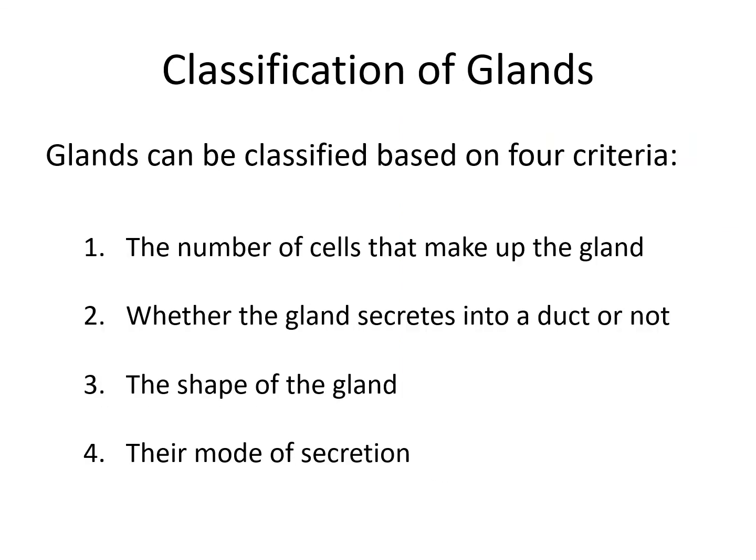We can classify glands using 4 criteria. First, we could look at the number of cells that make up the gland. And then we could look at whether or not the gland secretes into a duct or just dumps its product into the surrounding interstitial fluid. We can look at the shape of the gland, and finally we can look at the mode of secretion. So how do they get this material out into the world?